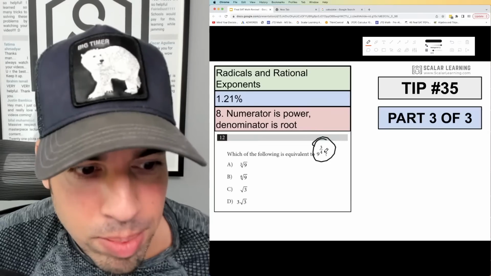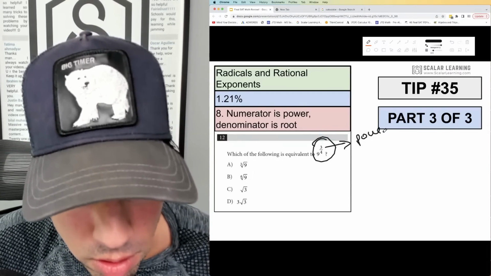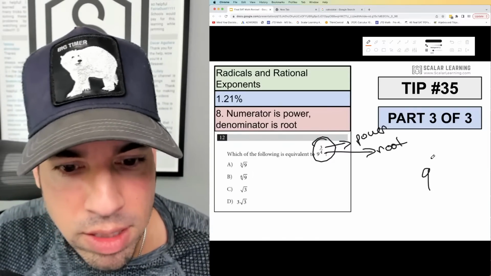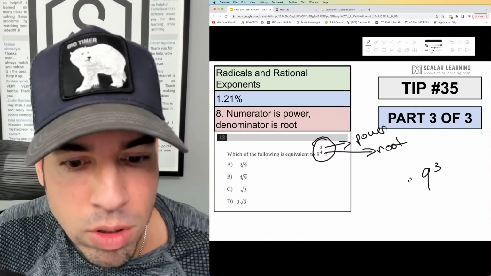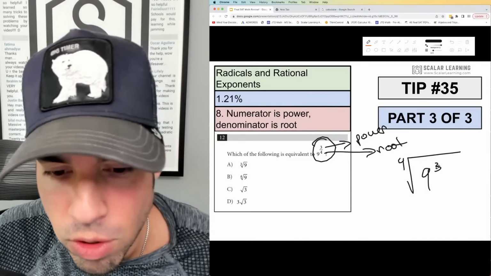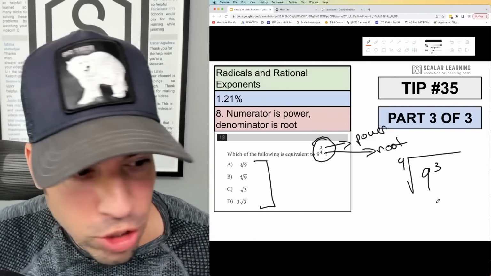For these types of rational exponents, the numerator is the power. The denominator is the root. So we can quickly rewrite this as 9 to the third power to the fourth root. But I like to do the radical first, usually, but we're going to get there. And we're saying this is equivalent to which of the following? This is a hard question.